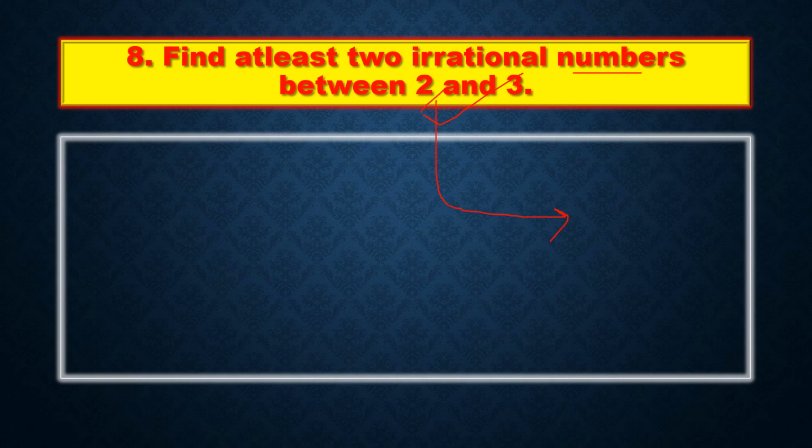2 means root 4, right? 3 means root 9. These are perfect squares. Root 4 is 2, root 9 is 3. These are perfect squares, so these are rational numbers. Now I can write irrational numbers between them. What are the numbers between them? Root 5. It is an irrational number because it is not a perfect square. Next, root 6. Any two irrational numbers you can write.